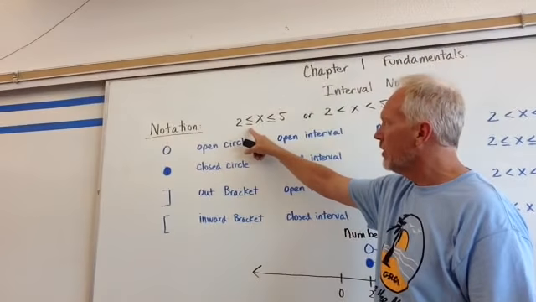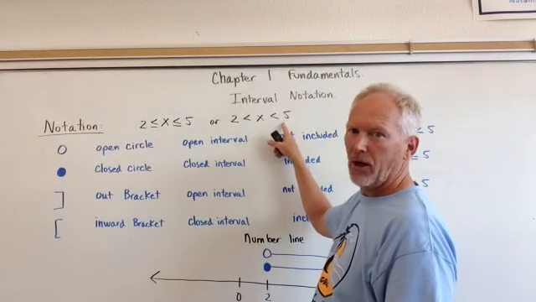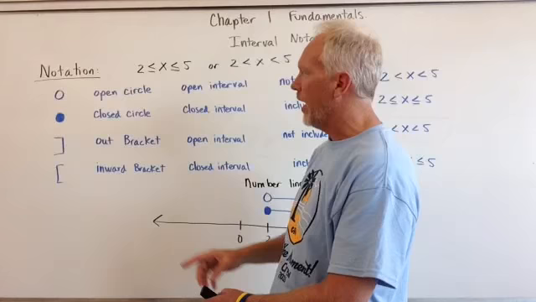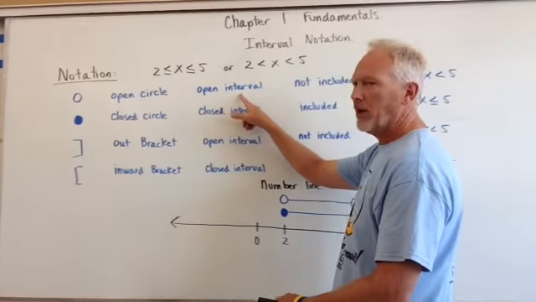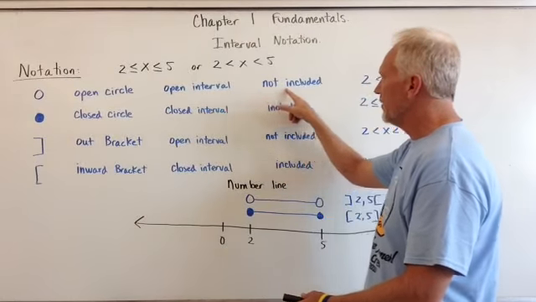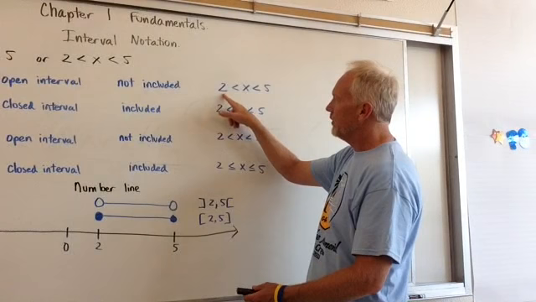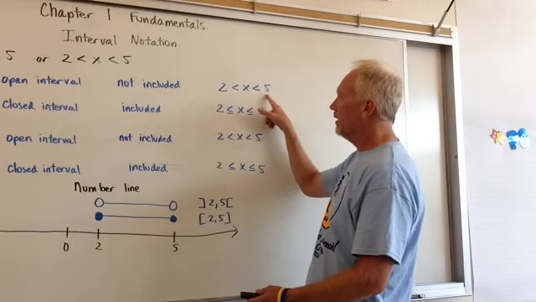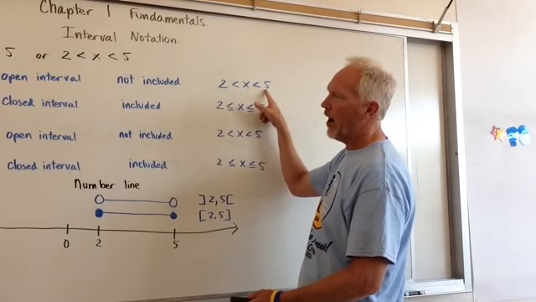Here we have an equals, so it could be 2 or 5. Here it cannot be 2 or it cannot be 5. In some cases you'll see this where we have an open circle, and that would mean that it's an open interval, which means it's not included. As an example, in our case of x is greater than 2 but less than 5, we notice we're not including 2 or 5.